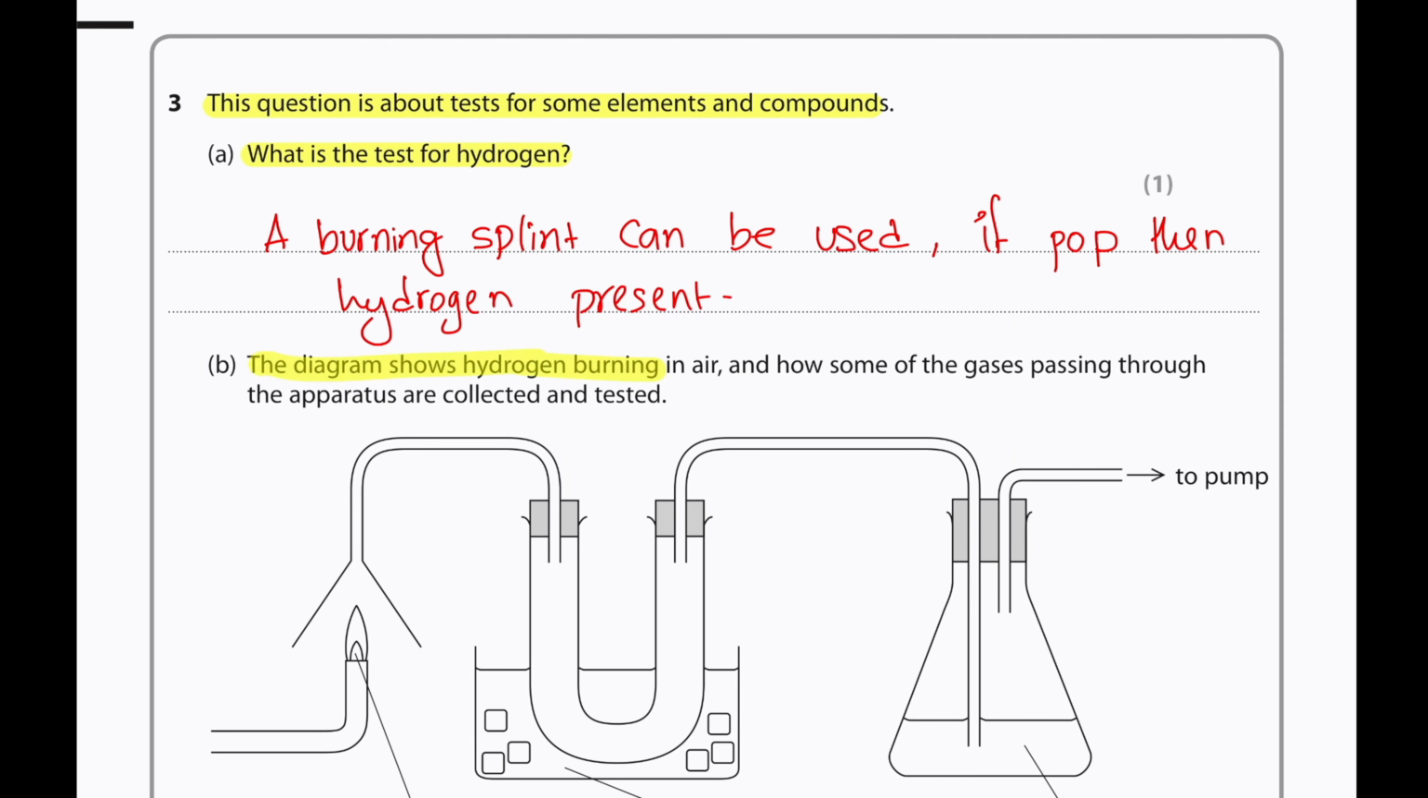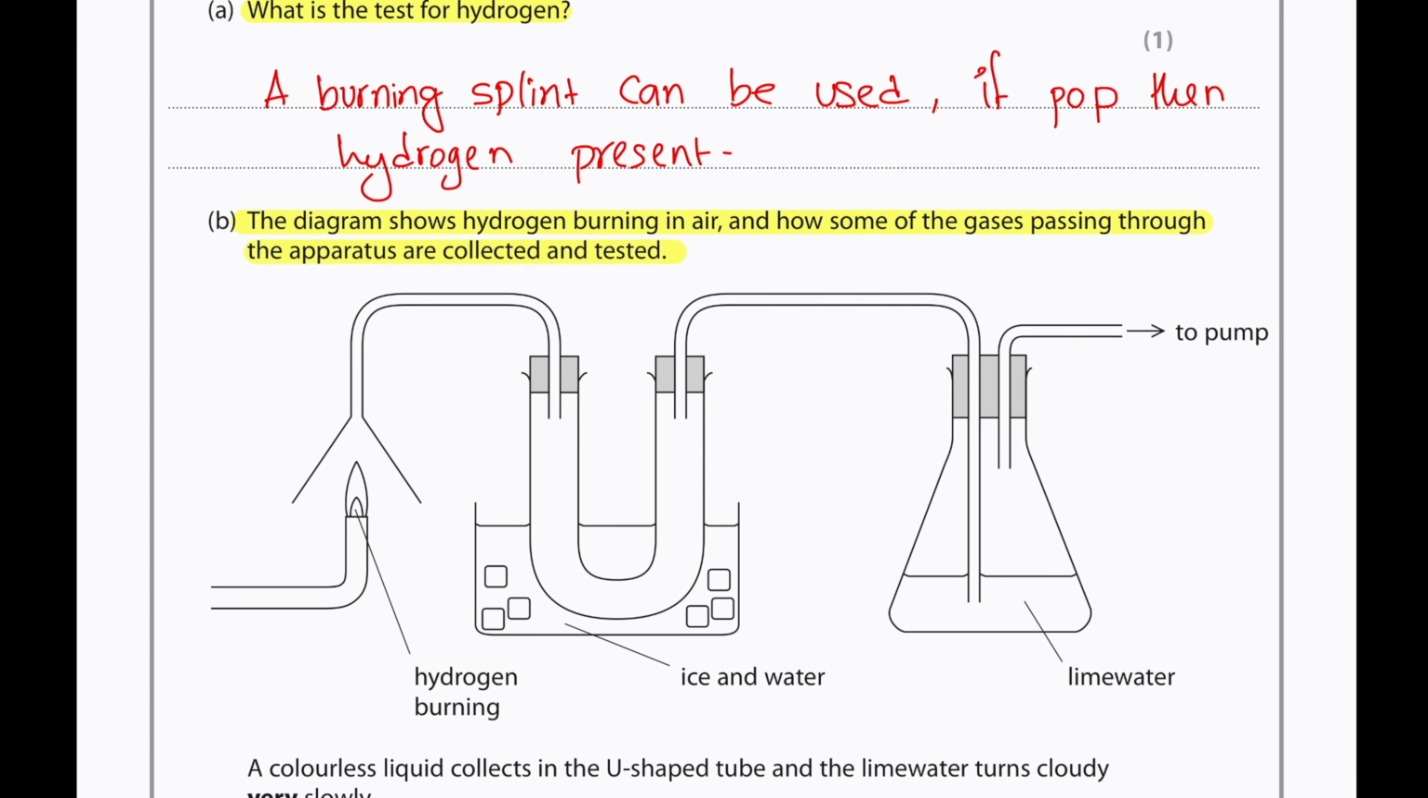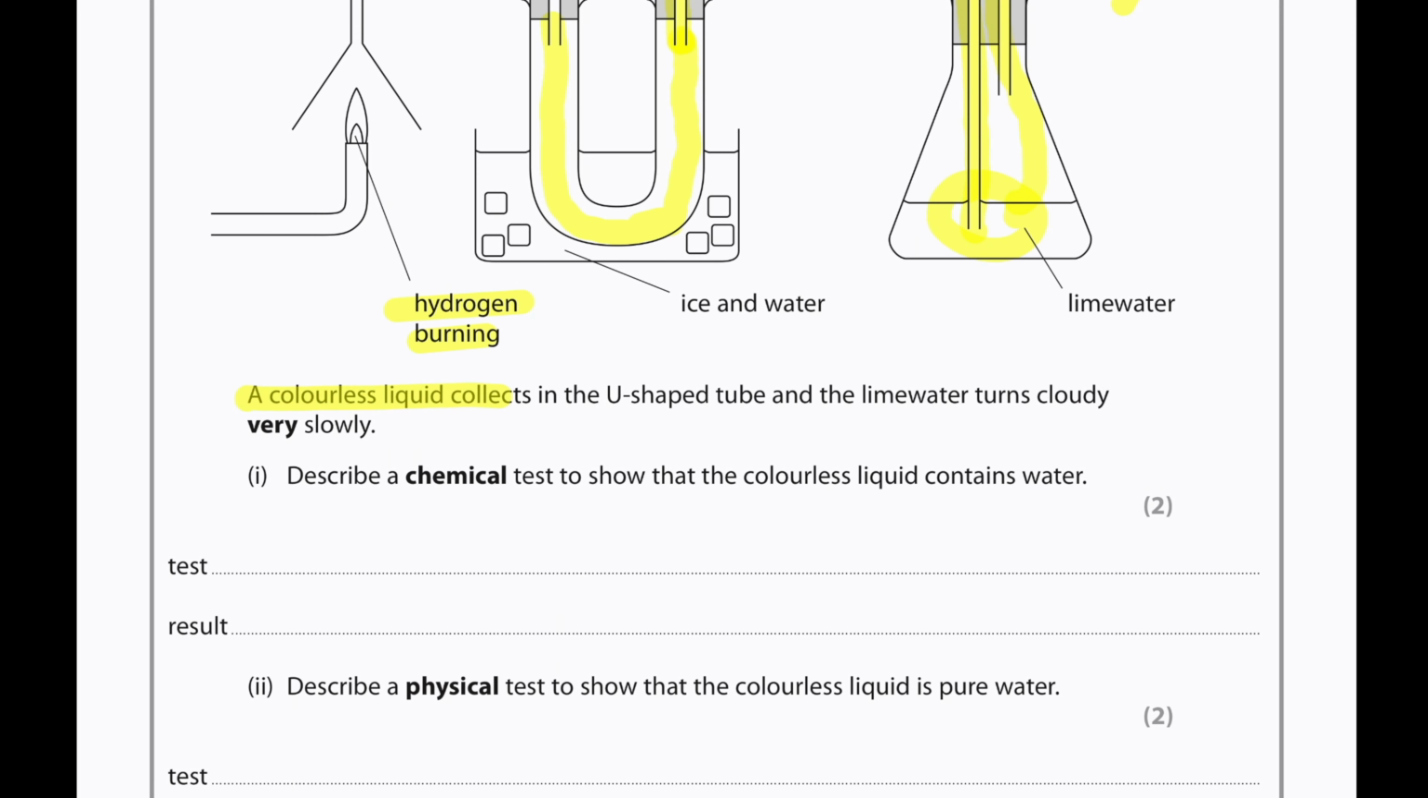The diagram shows hydrogen burning in air and how some of the gases passing through the apparatus are collected and tested. So hydrogen burns, and the gas is then collected. The water vapor from the hydrogen burning will condense here. If any CO2 was produced, it would be confirmed by the lime water, and then the air is going towards the pump. A colorless liquid collects in the U-shaped tube and the lime water turns cloudy very slowly.